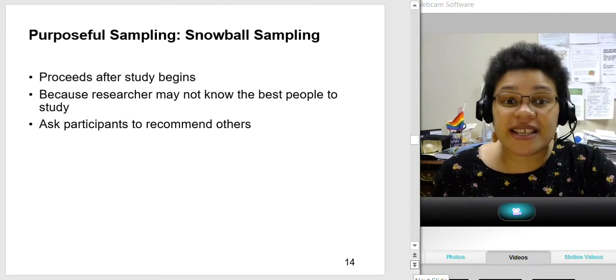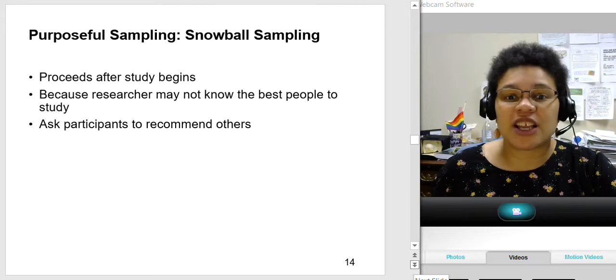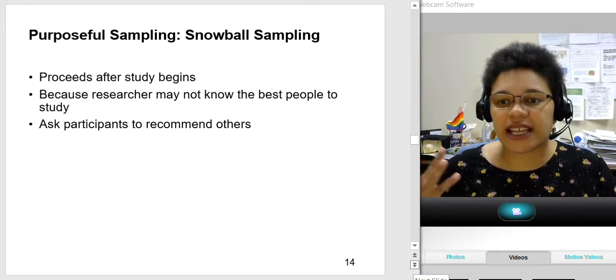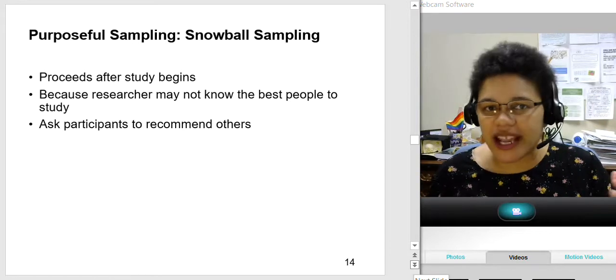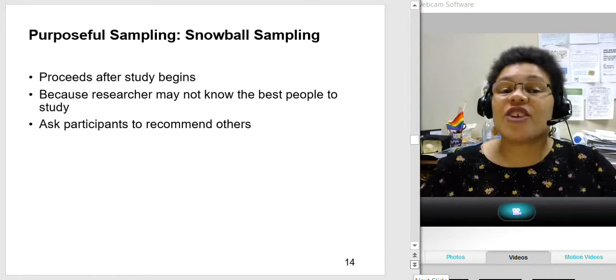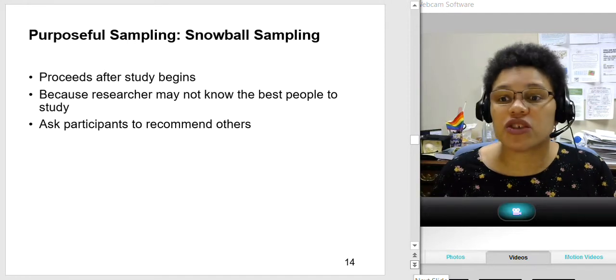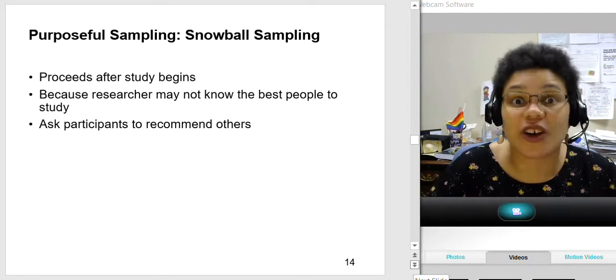Snowball sampling. This is after the study begins, you may not know the best people, right? Particularly if you're studying something that's not quite your field. Then you ask participants to recommend others. And this is also a strategy you can use when you're new to a particular location.